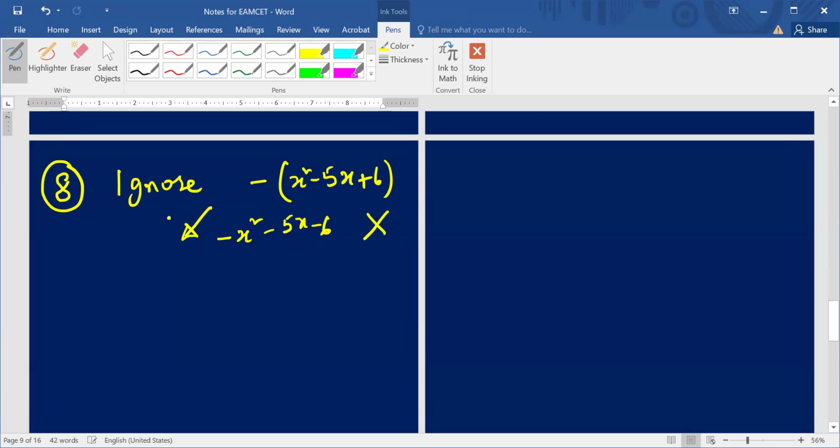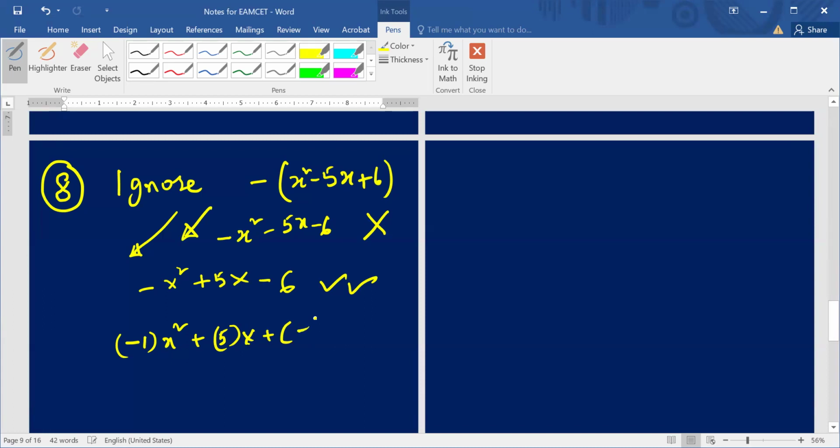You might have observed why this is wrong. What is the correct one? Minus x square plus 5x and then minus 6. So this is the correct way of writing this particular problem. And still more, you should write in this form, again plus 5x and plus minus 6, because I'm writing in the form of standard form ax square plus bx plus c. See, this is very, very crucial in nature.